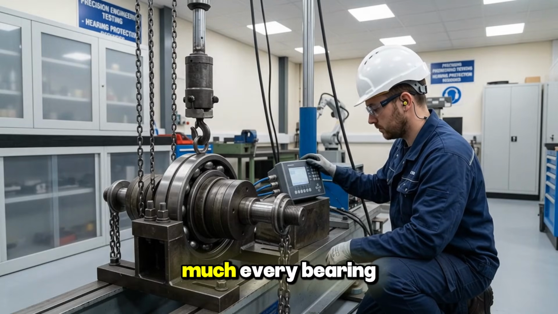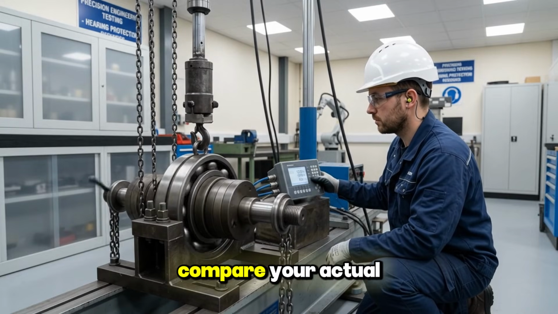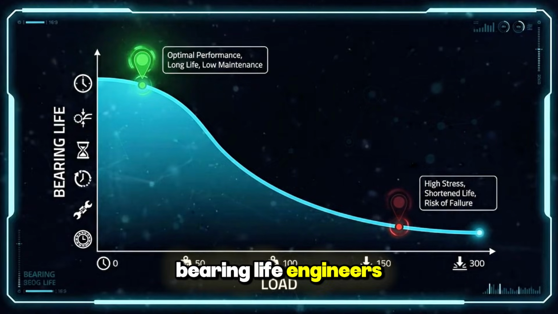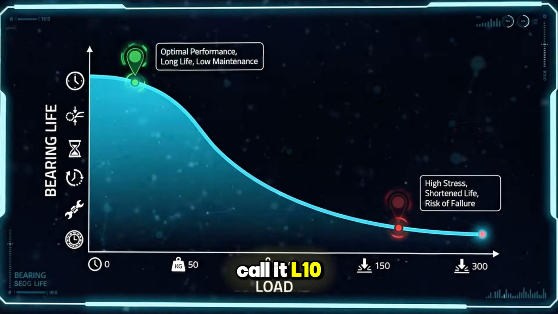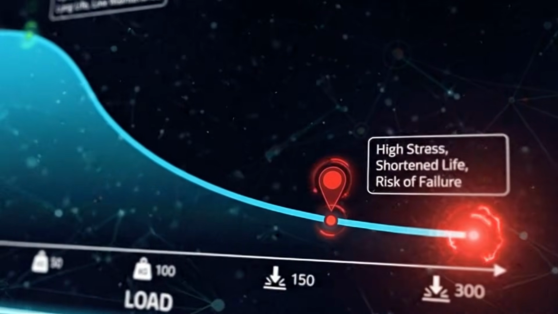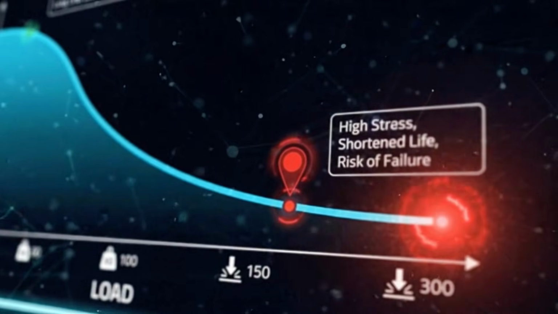Then ask how much. Every bearing has a dynamic load rating. Compare your actual load against it, and you get bearing life. Engineers call it L10, the hours at which 90% of bearings are still running. Undersize the bearing, and that number collapses.